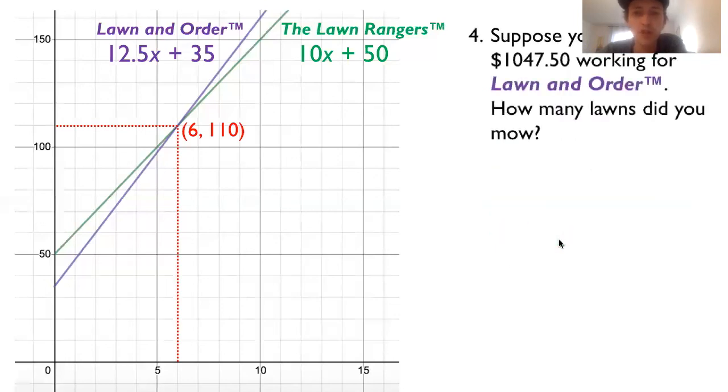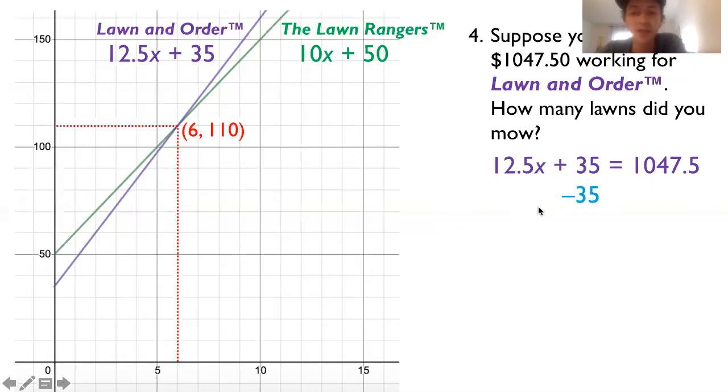And one more question. Suppose you earn $1,047.50 working for Lawn and Order. How many lawns did you mow? Well, here I'm giving you the final answer and I'm asking you to find the x value to work backwards. In other words, a little bit more algebra. Here's the rule and here's the answer. You need to find the value of x. So we do this algebraically. Again, get the x by itself.